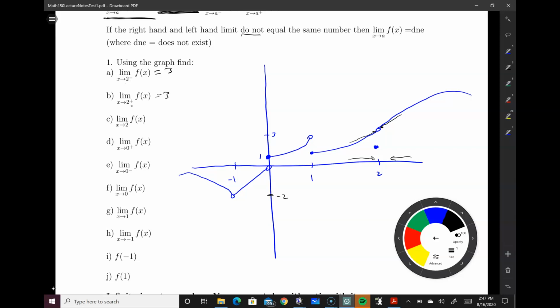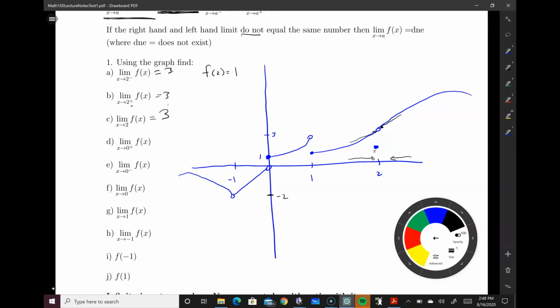So what is the limit as x approaches 2? The limit as x approaches 2, since these two are the same, the answer is 3. So I didn't ask it here, but if I was to ask you what is f of 2, what is the y value when x equals 2, that's 1. That's what this filled in dot is. But that's not what the limit is asking for. And we're going to be doing lots with limits.